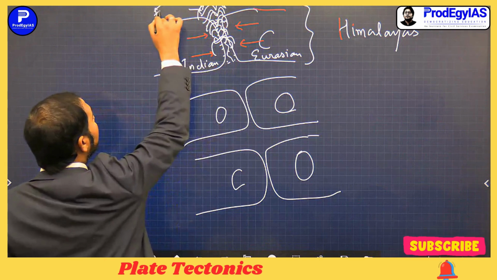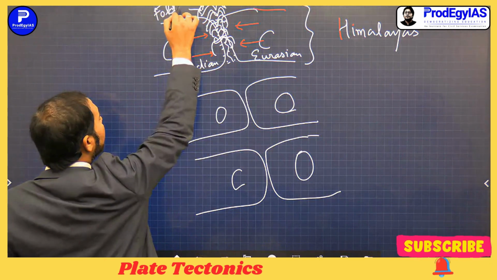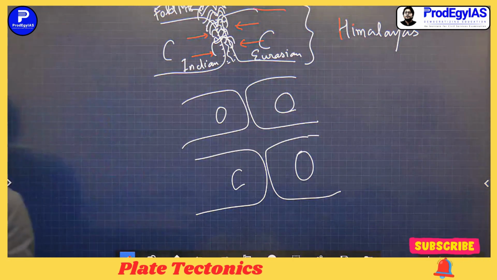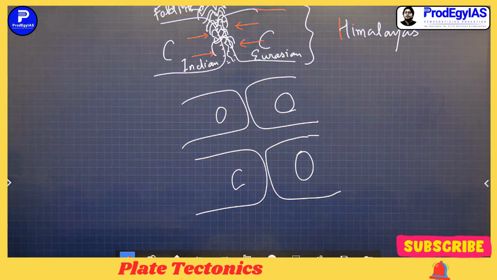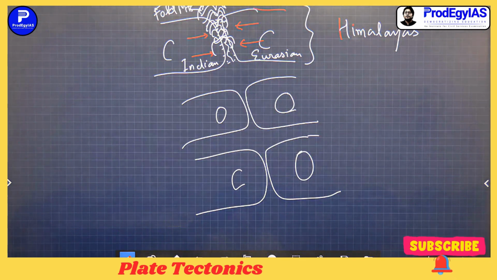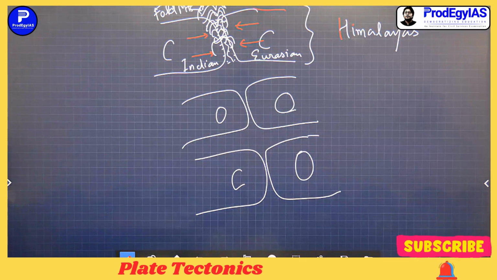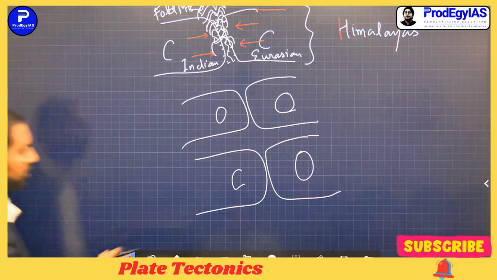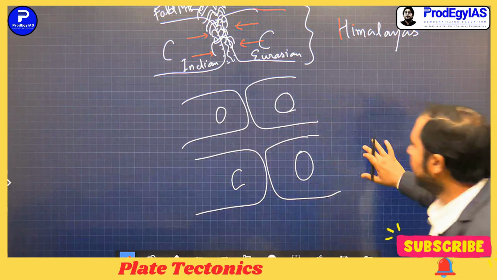Sir, convergence of a continent with the ocean is subduction, right? She's asking, when an oceanic crust and a continental crust converge, will it form subduction? Is that the only reason for subduction? Yeah, I am explaining this in this example.